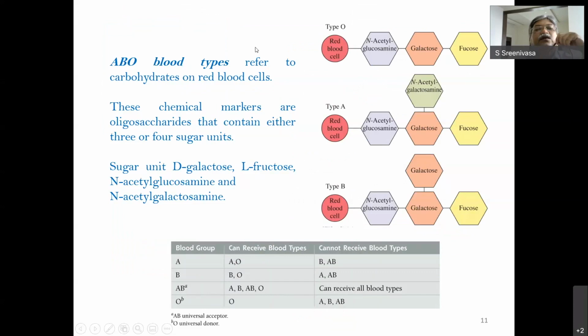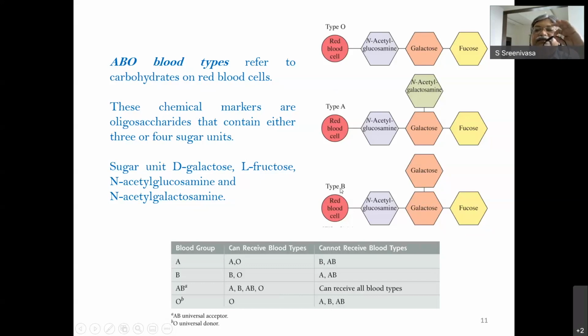ABO blood types refer to carbohydrates on the red blood cell. See, N-acetyl glucosamine is common in all of these, and this is a galactose. The end is fucose in all the blood groups, whether it's A group or O group or B group. Here, in case of O, galactose is present. In this A group, galactose is linked to N-acetyl galactosamine. These are two galactose units.